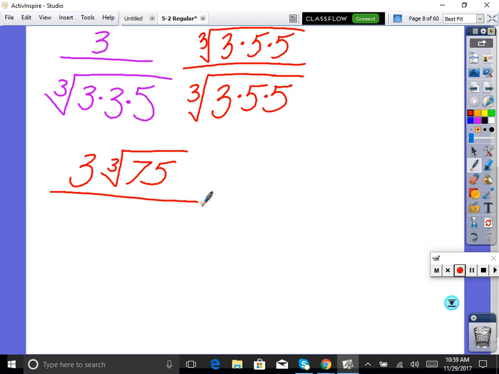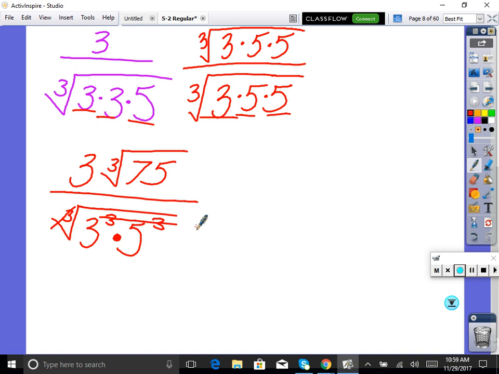Now on bottom, what we have right now is the cube root of 1, 2, 3 3s. So we have a 3 cubed times 1, 2, 3 5s, times 5 cubed. That was what we wanted. Because there's a multiplication sign, it's not breaking the forbidden rule to say root cancels out with power. So what's on bottom? 15. That took care of the radical for us. So we have on top 3 cube roots of 75, and on bottom we have a 15.